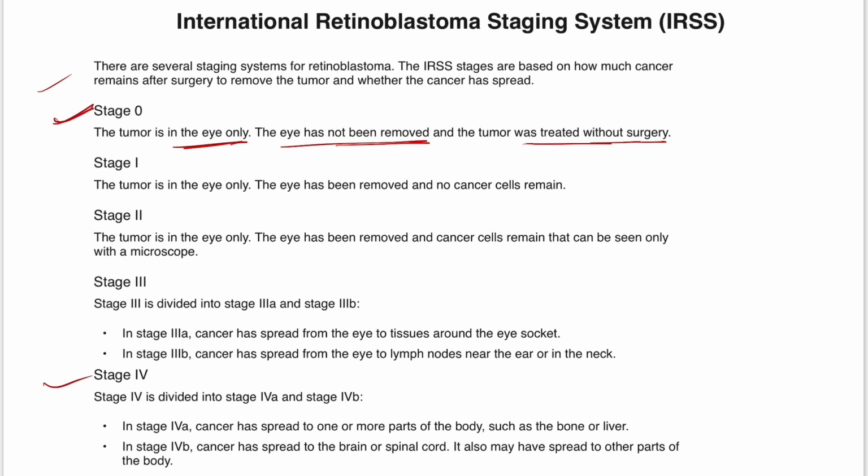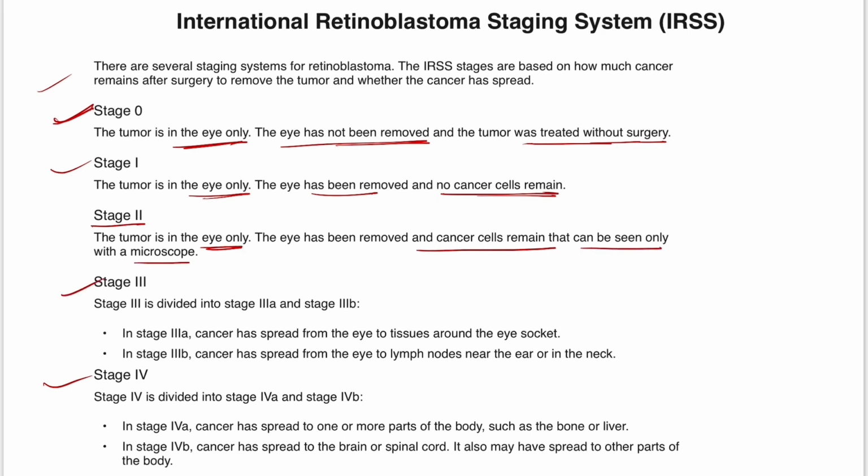Stage 0 is this. In the stage 1, again, the tumor is in the eye only and the eye has been removed and no cancer cells remain. Stage 2 means the tumor is in the eye only and the eye has been removed and cancer cells remain that can be seen only with the microscope.